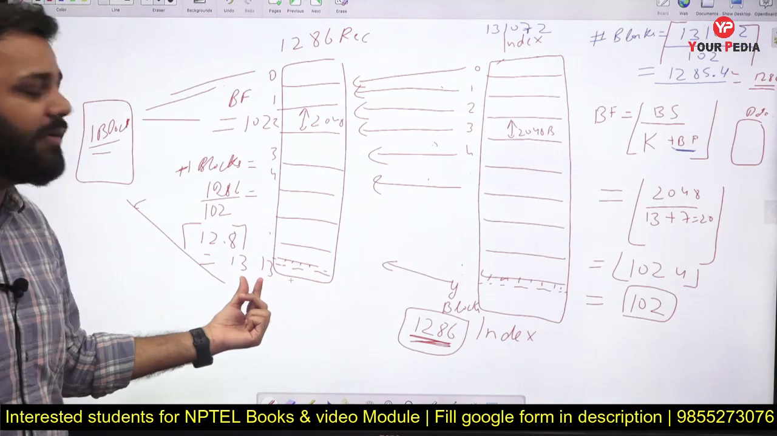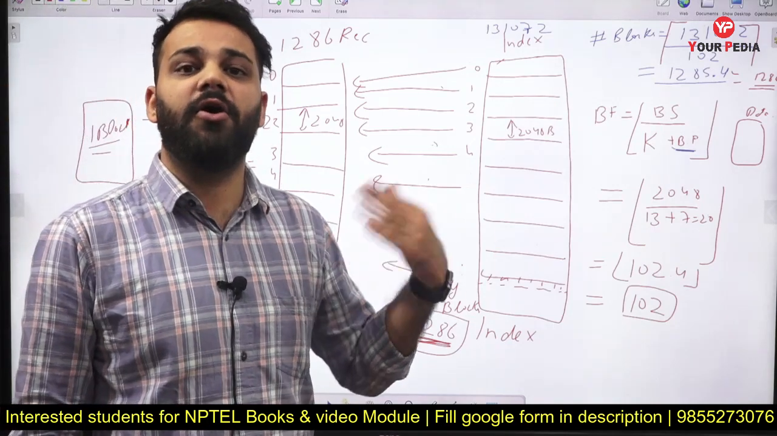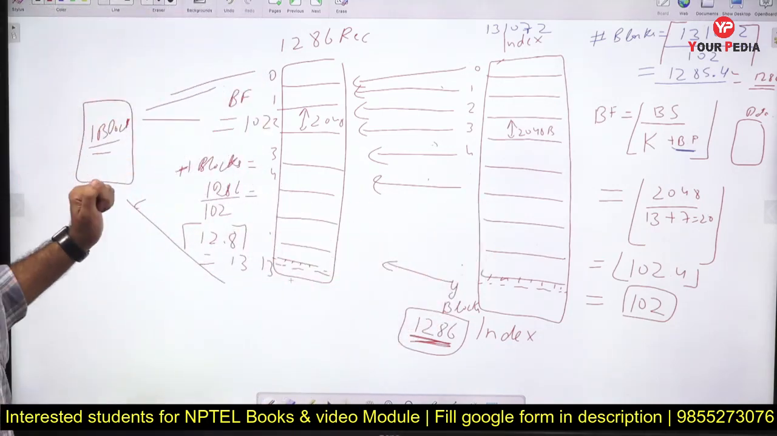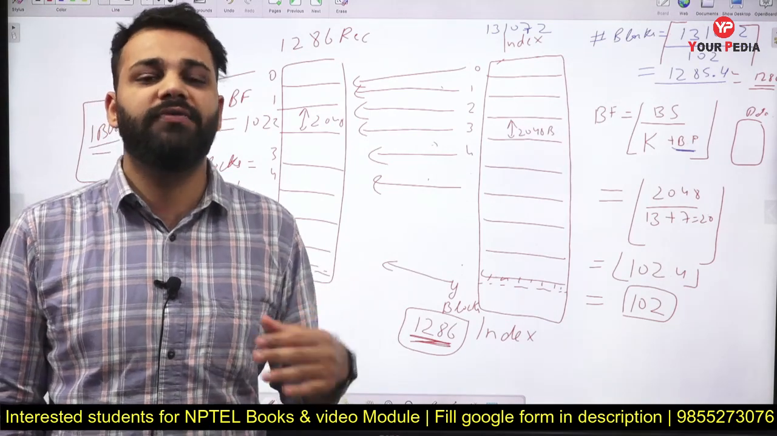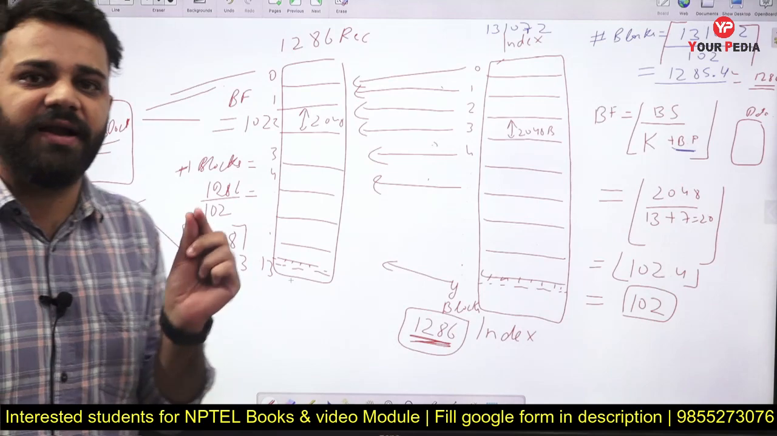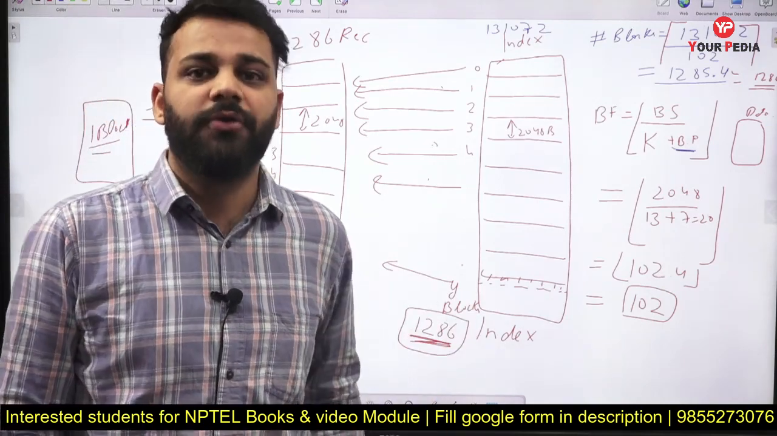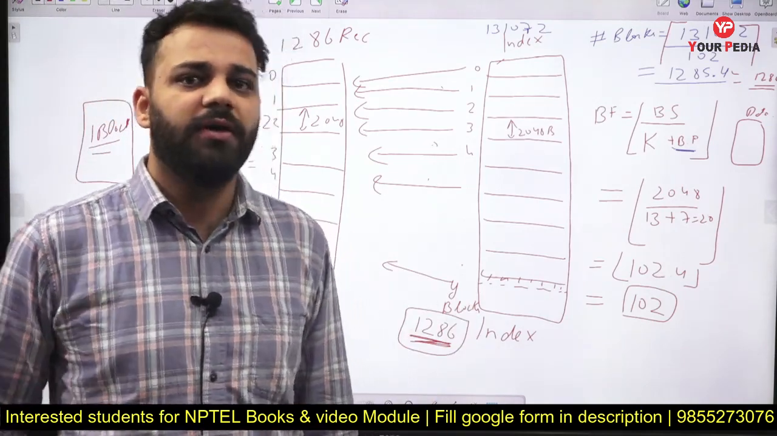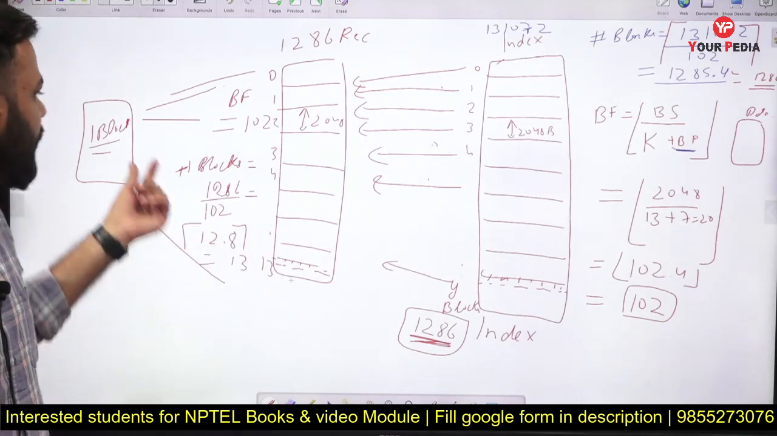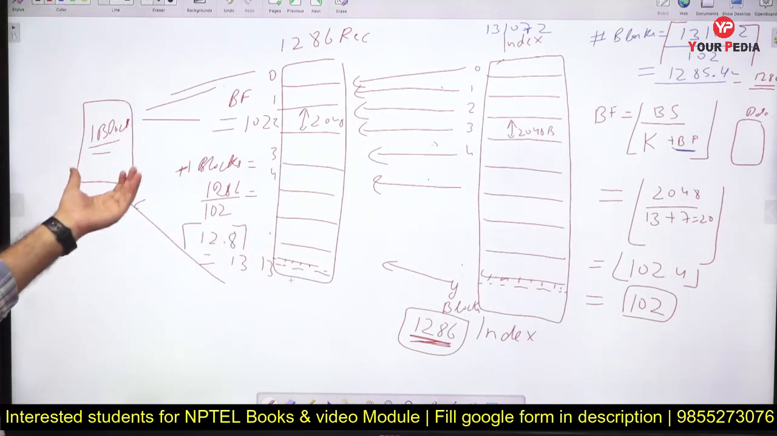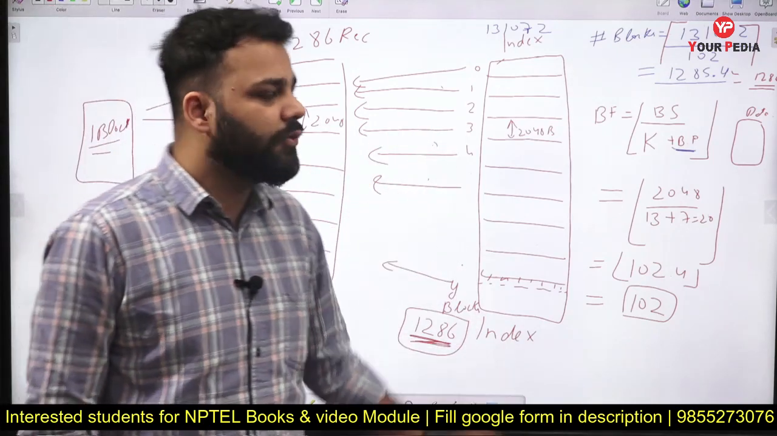Now these 13 blocks will act as the records for the third level index. In the third level index we know that the block factor is 102, which means that it can store 102 records. So if one block can store 102 records, then it will surely store 13 records in a single block. So the third level indexing will have only one block. So this is our question.